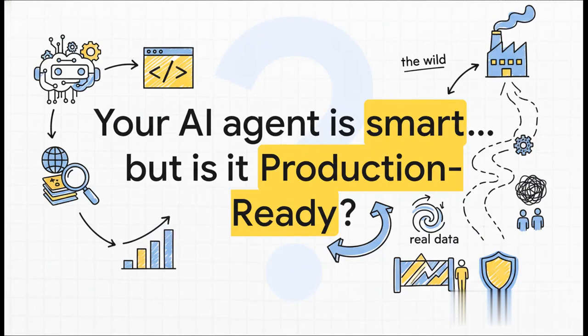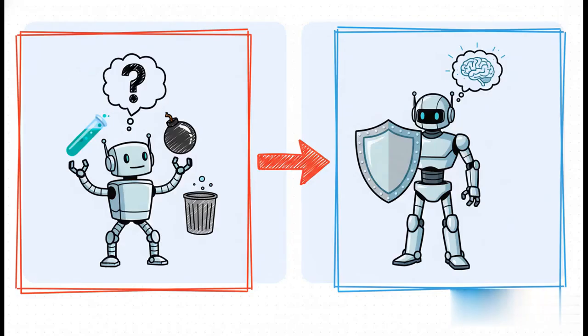So you've built an agent, right? Maybe it writes code, searches the web, or crunches data. And it's super impressive in a demo, no doubt. But here's the real question. Can you actually trust it out in the wild? I mean, can it work with real customer data for real users without just causing total chaos? That gap, the one between a cool prototype and a rock-solid production system, is exactly what we're going to close today. And this slide right here, this is the whole story.